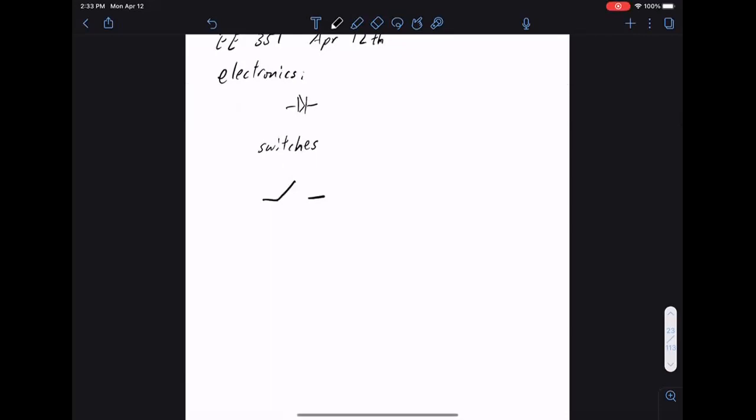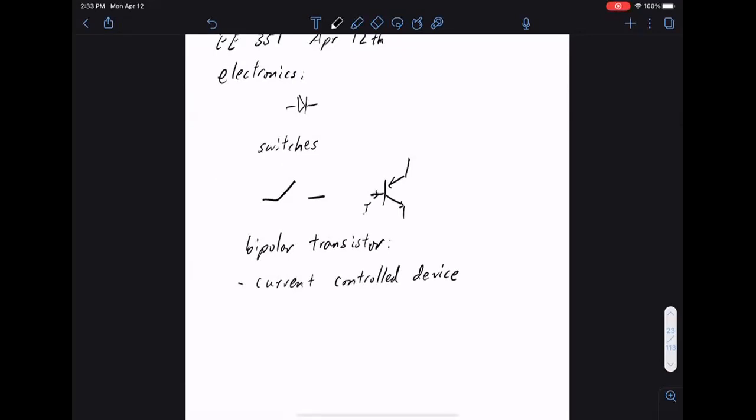So this is an ideal switch. For us, this is a bipolar transistor. And the idea is that a bipolar transistor is current controlled. So it depends on how much current you're putting into the base. If we put a lot of current into the base, then the transistor is on. If there's no current to the base, then the transistor is off.